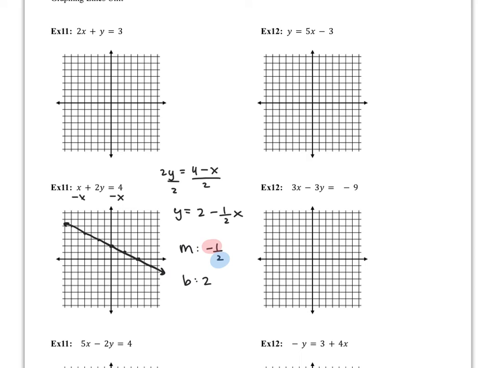The most important thing you can do when graphing using slope-intercept form is just really making sure that the slope type, whether it's positive or negative, matches the equation.